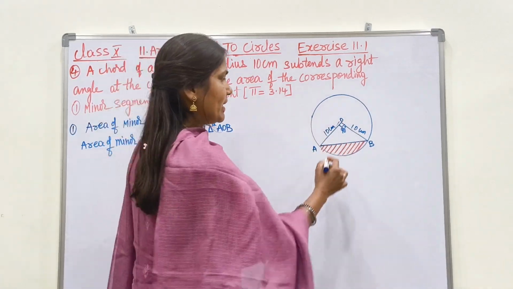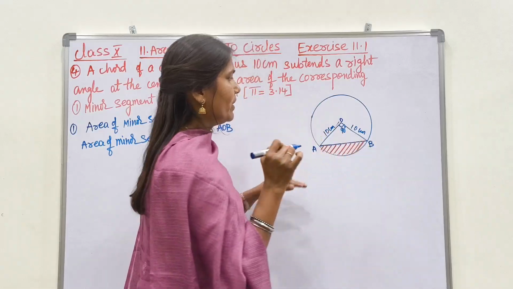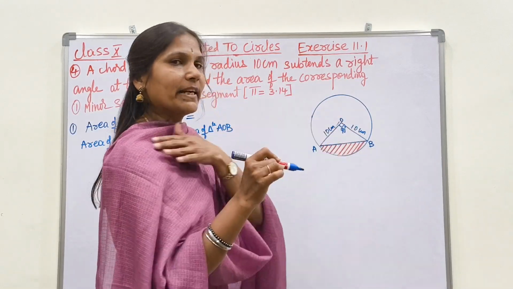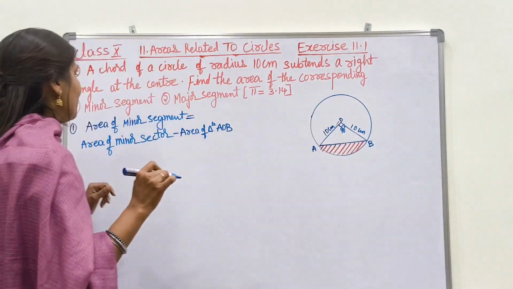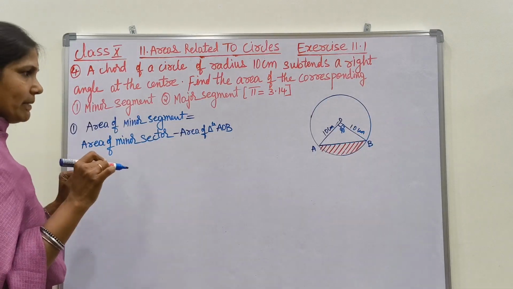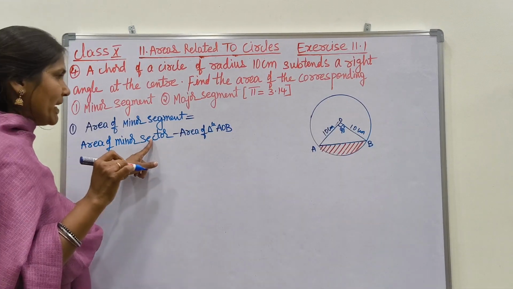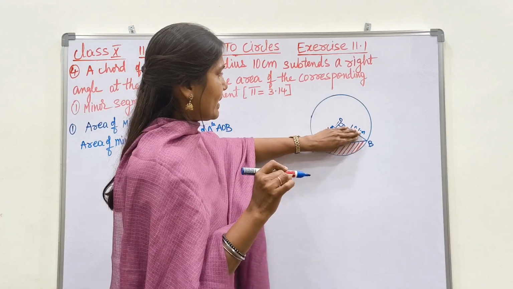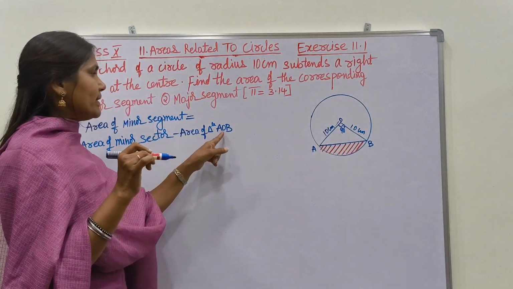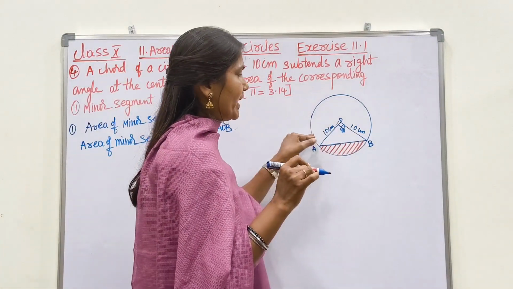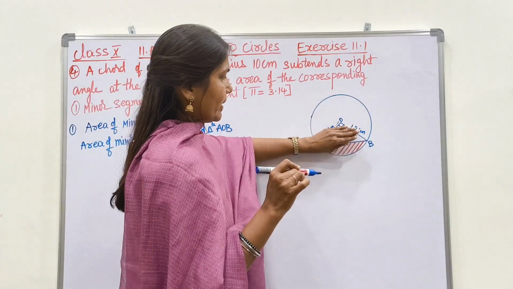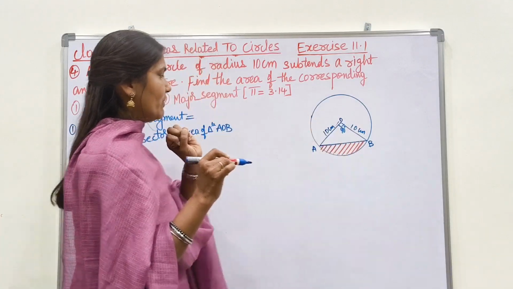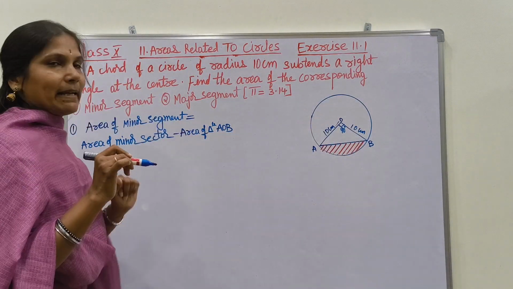Okay. Sector means this full area. This sector minus this triangle means you will get the minor segment. Okay, that concept you write: area of minor segment is equal to area of minor sector. This is a minor sector. This sector minus area of this triangle AOB, you write. This sector minus this triangle means you will get the minor segment.